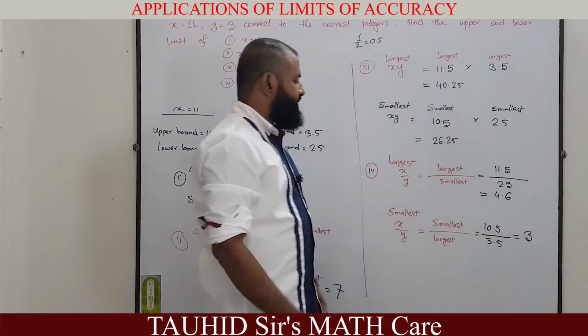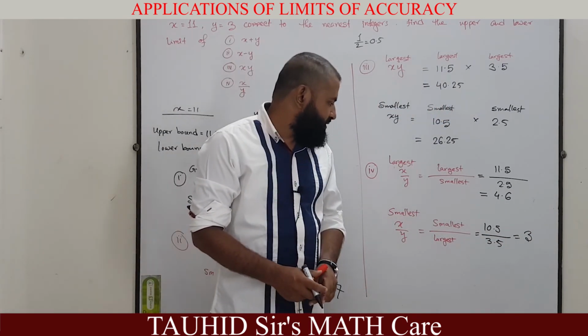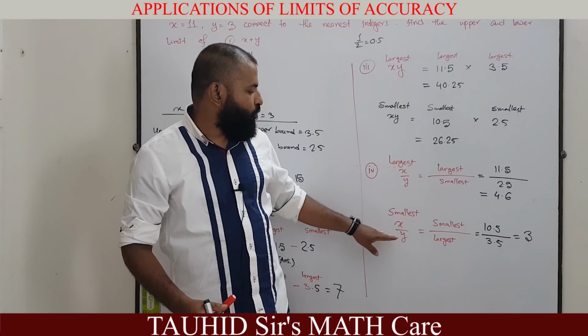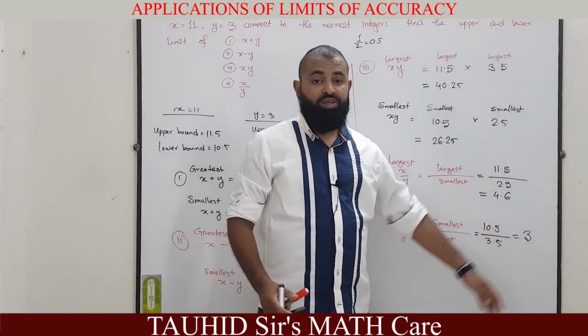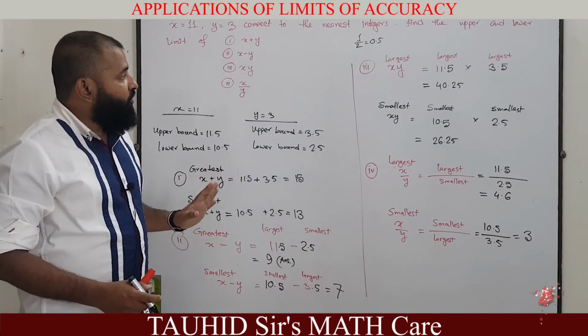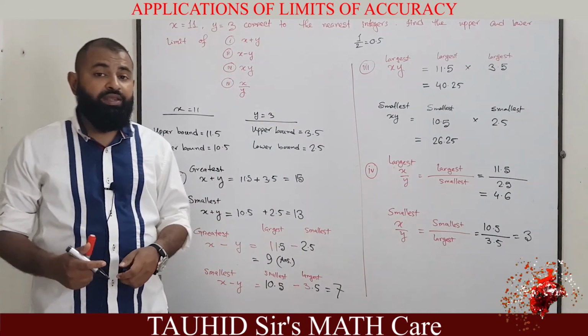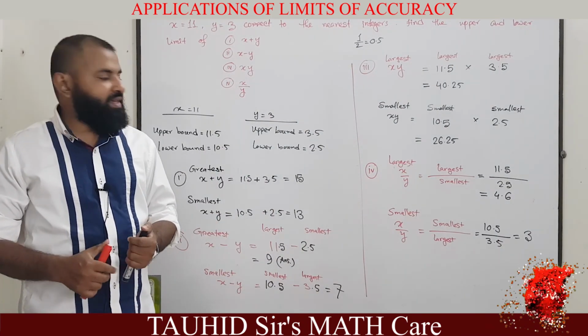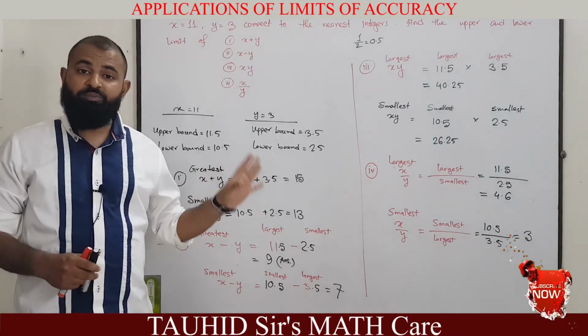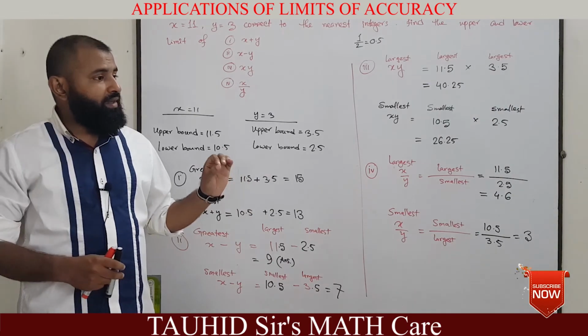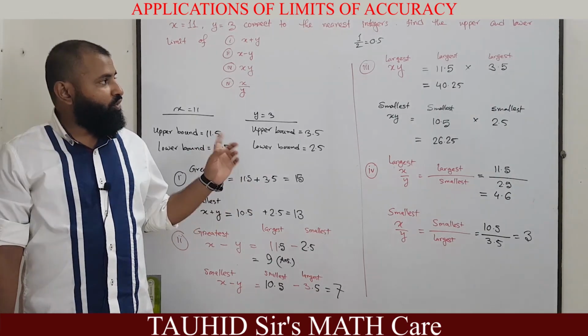You can see that the largest and the smallest value of x divided by y has a significant change, 4.6 and 3. This type of questions frequently come in your Cambridge O-level exam and you must understand this type of maths and practice them very well to get the marks defined for these maths.